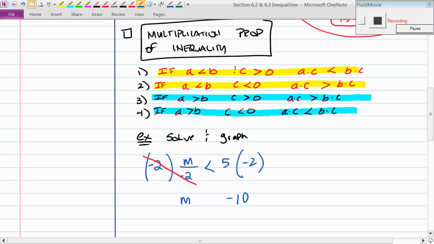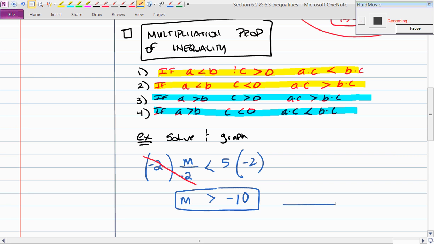Now, what did we just do? Did we multiply by a negative number? We did. If we multiply by a negative number, we must do what? We must reverse the direction of the inequality sign to give us m is then greater than -10.